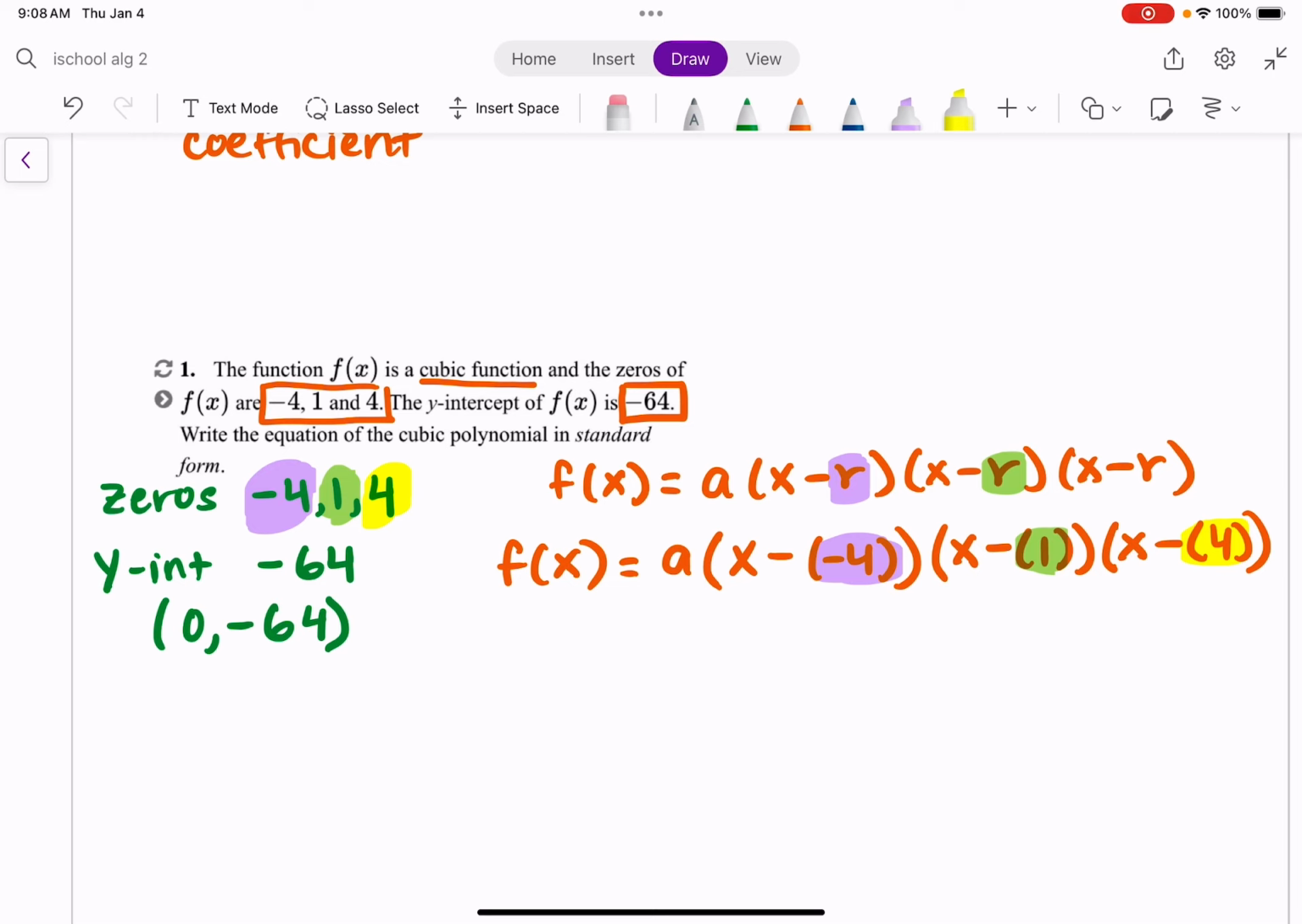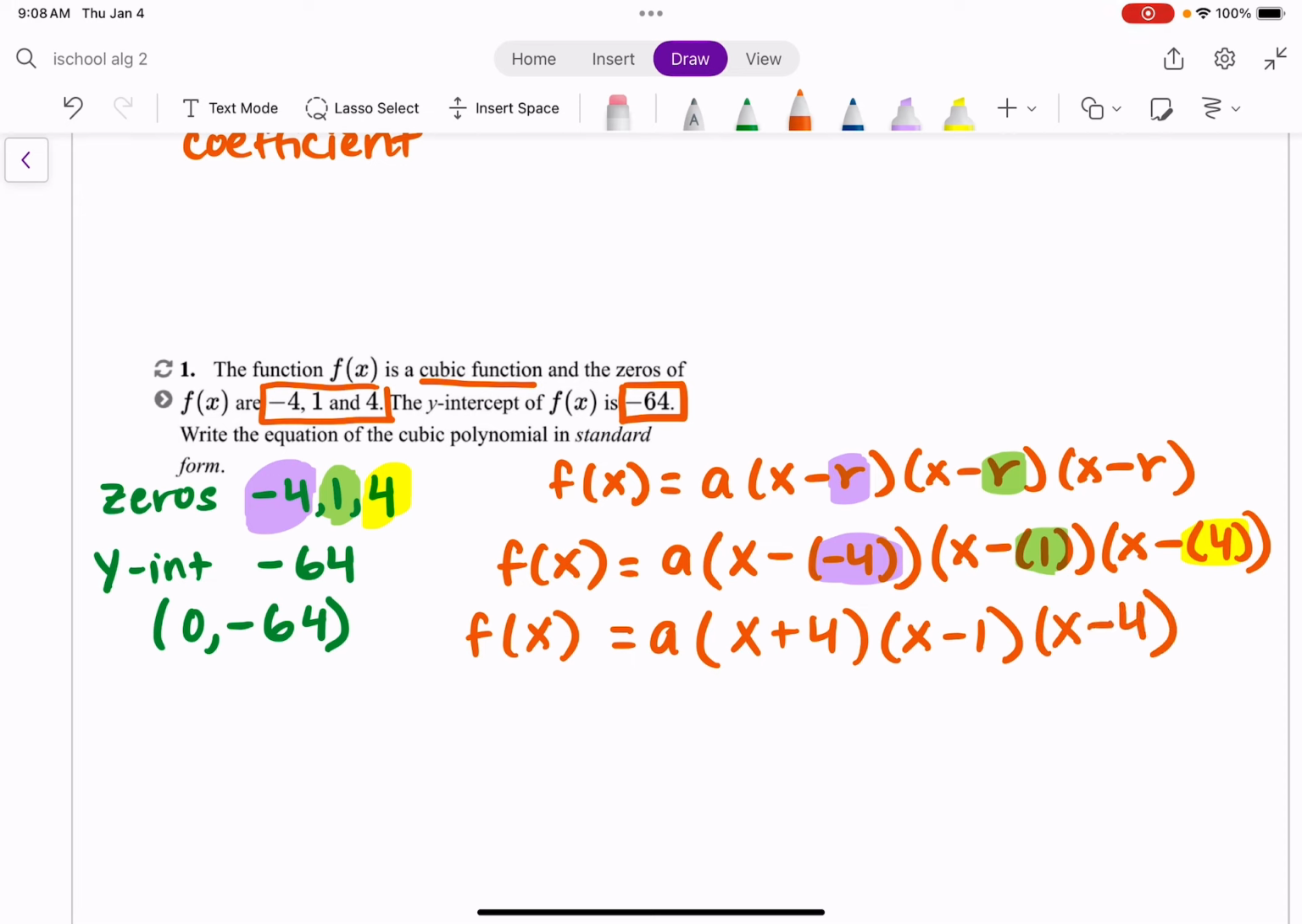And so now we're going to simplify. So we have f of x equals a, well, 2 negatives become a plus, so x plus 4. I can just write this as x minus 1 and x minus 4. Now, here's the thing. We don't know our a yet, but we can actually figure out our a by using this point right here, right? Because we have an x value now, and we have a y value. And remember, y is the same thing as f of x.